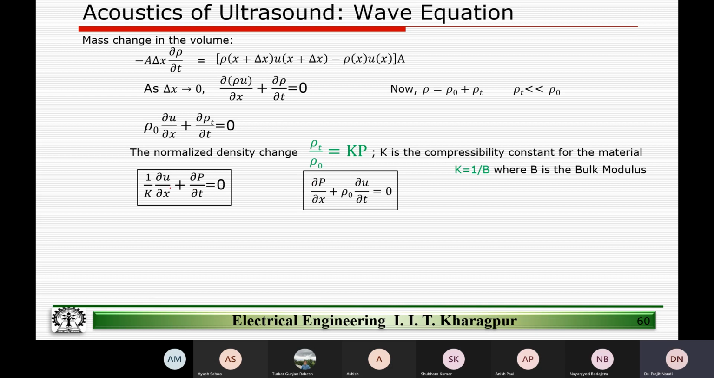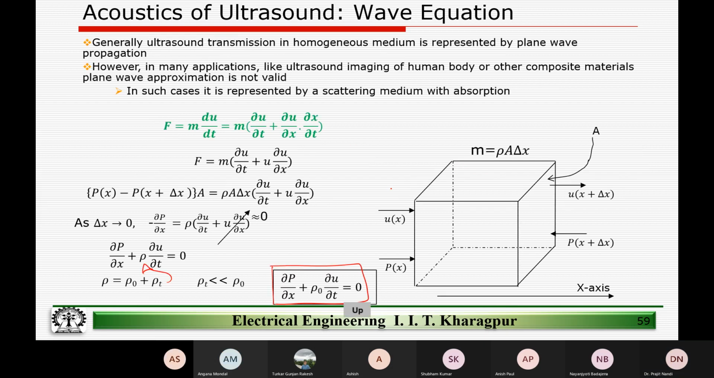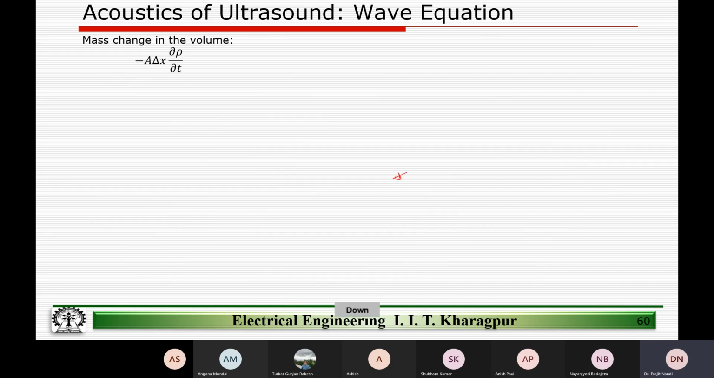And again, simplifying this, we had this relation from our previous slide. If we go back here, this was the relation we had, right? del P del X plus rho naught del U del T is equal to 0. So this was one equation we had.